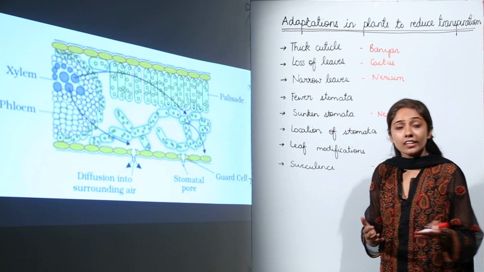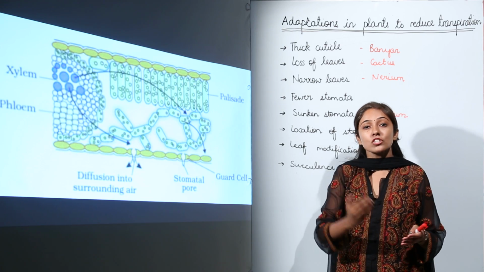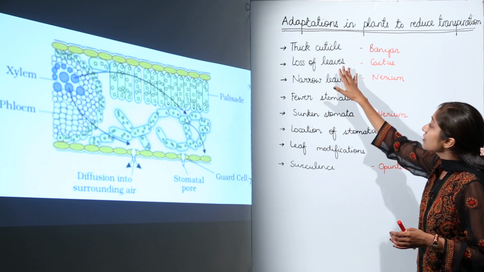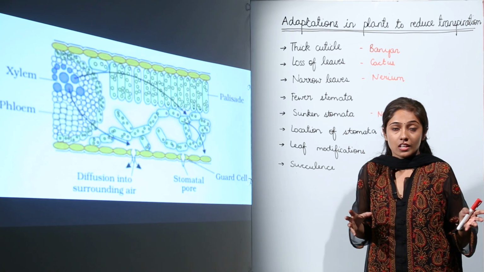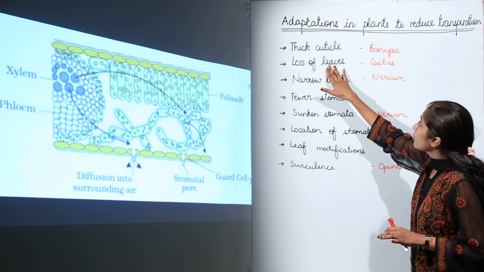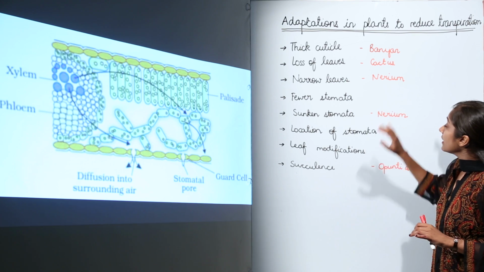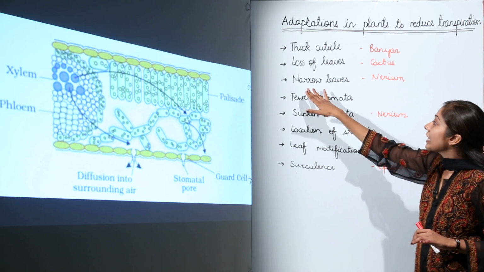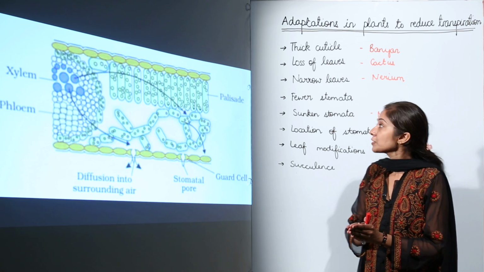Since I told you that the leaves have the stomatal pores by which the transpiration process is taking place, there are some plants, for example in case of cactus, that have no leaves. The leaves are reduced to spines. So this is one of the ways by which the plants are reducing the rate of transpiration. Then some plants such as Nerium have narrow leaves. So the narrow leaves also reduce the rate of transpiration.